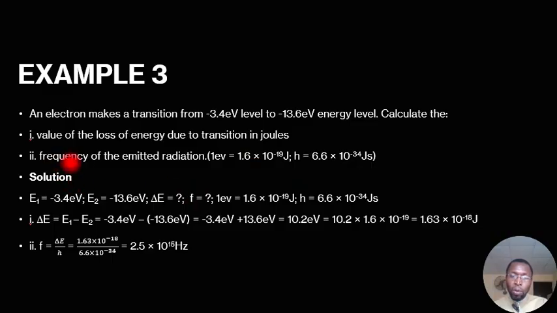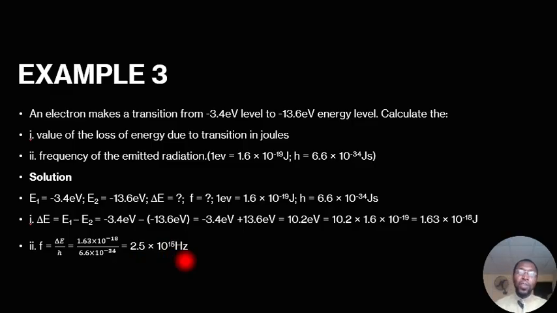And the second question says we should determine the frequency of the emitted radiation. The frequency by formula will be loss of energy over Planck constant, and the loss of energy I've determined in our Roman figure 1 to be 1.63 times 10 to the power minus 18 joules. So we just include that here over the Planck constant, which is the given value, 6.6 times 10 to the power minus 34. So when you simplify all of these, we have our frequency to be 2.5 times 10 raised to the power 15 Hertz.